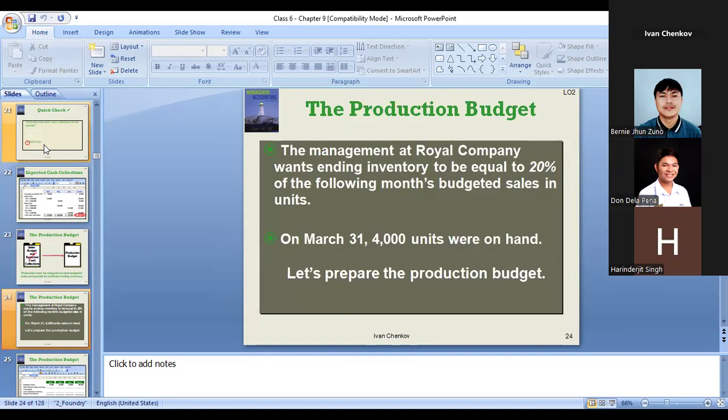So what we need to understand is what the management team wants. Management wants ending inventory to be equal to 20% of the following month's sales. So we need to always have some inventory. Why do we need to have inventory at the end of the month?